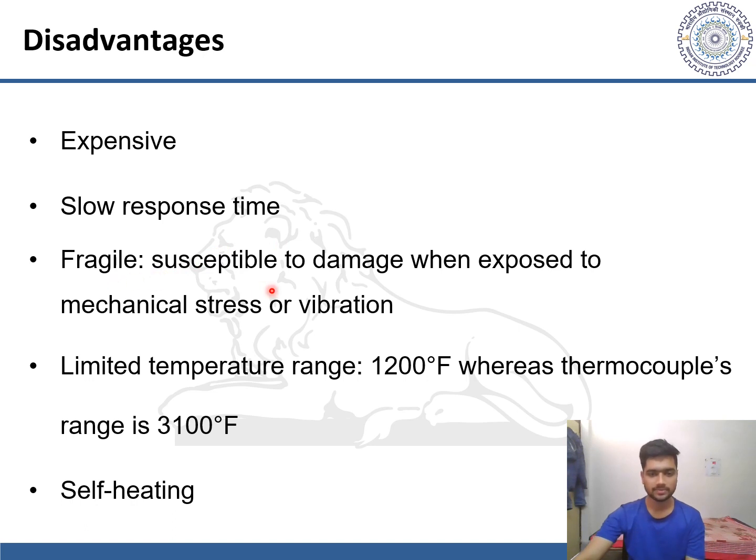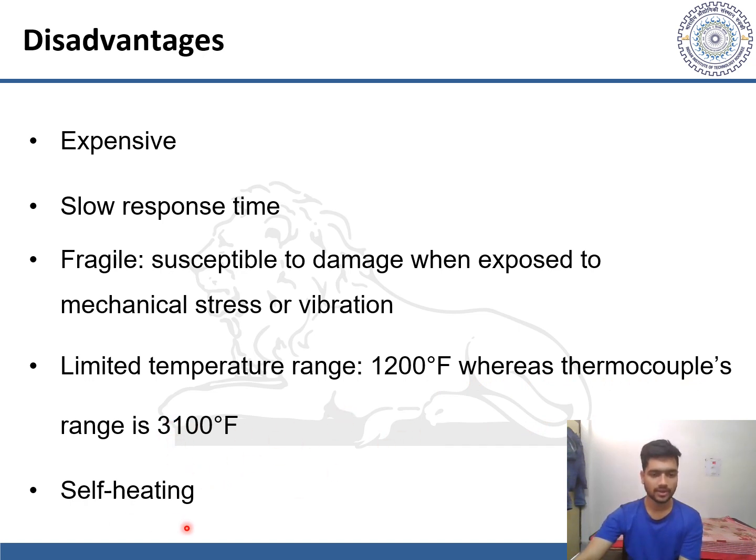It is fragile, as it is damaged when exposed to mechanical stress or vibration. Though adding ceramic reduces the damage, it is not as strong as other devices. Its temperature range is high when platinum is used, but normally platinum is costly, so other metals can be used. But when compared to a thermocouple, its range is smaller.